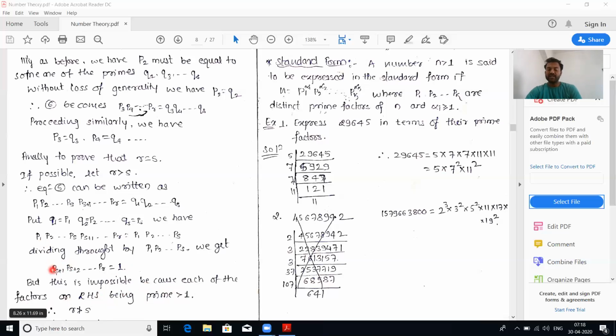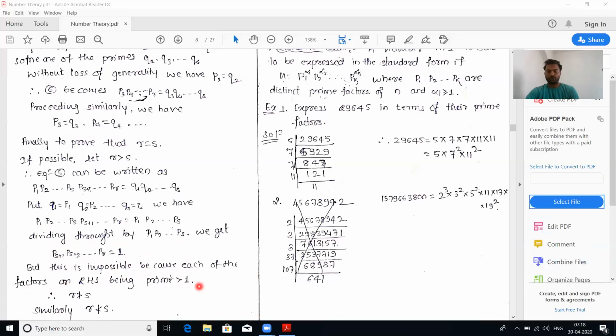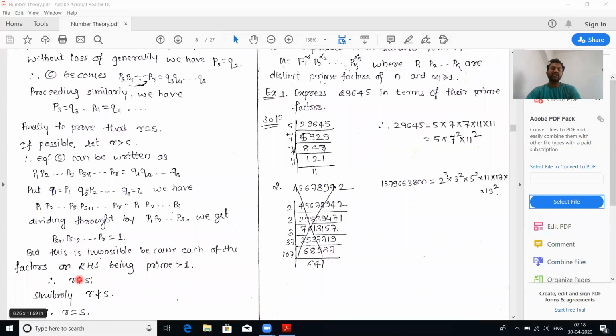Each factor on the LHS, that is PS plus 1, PS plus 2, and so on up to PR, is a prime number. Being prime numbers, each number is greater than 1, and yet the product is equal to 1. That is not true. Therefore, R greater than S is not true here.